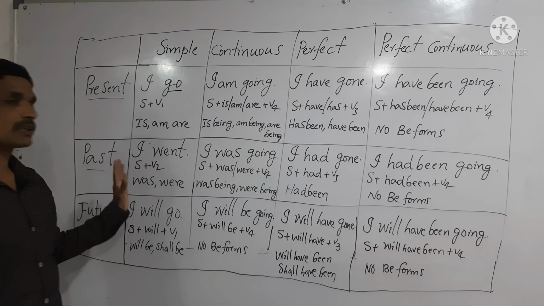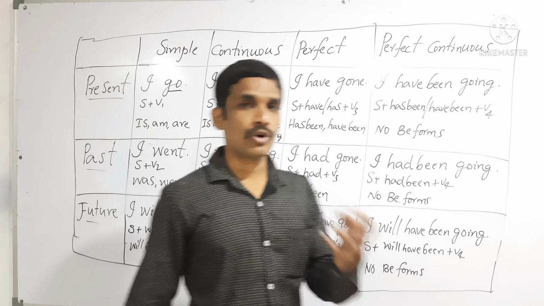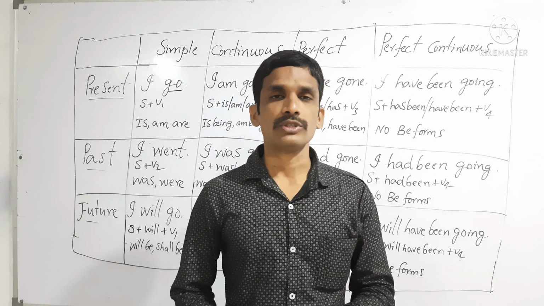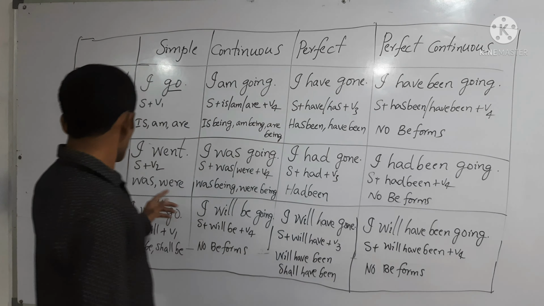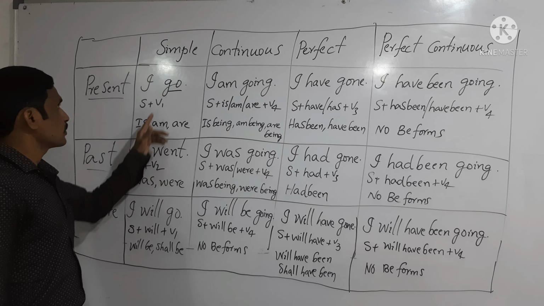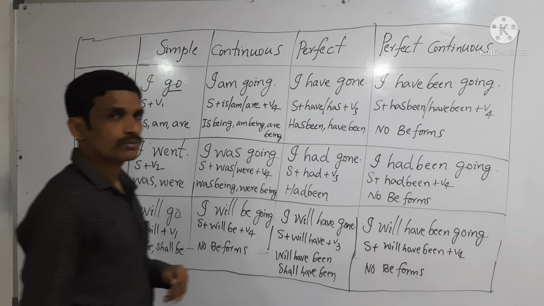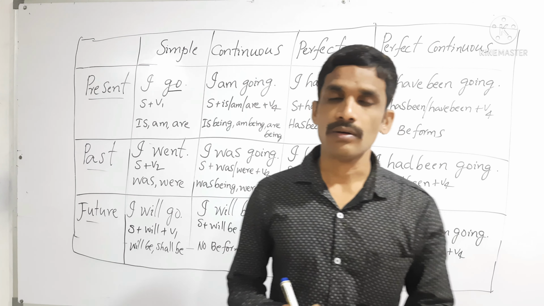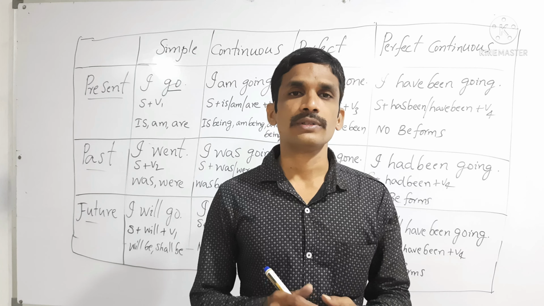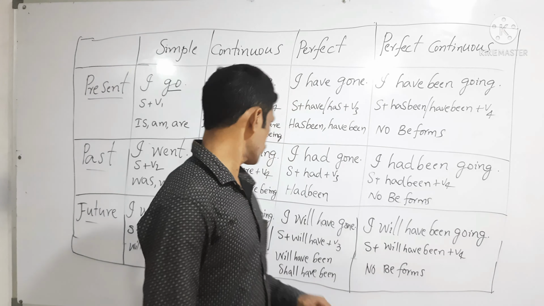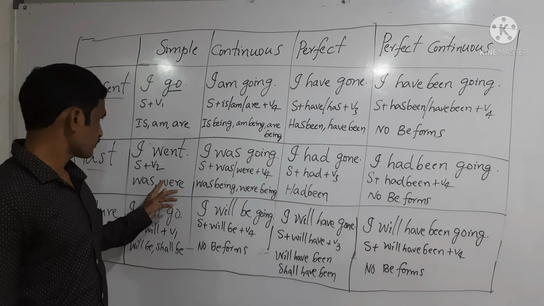Now let's see the subtenses of the past tense. Subject plus second form of the verb is simple past tense. Subject plus V2. I went. V2 form for go is went. And the B forms of this tense are was or were. If the subject is singular, we have to use was. If the subject is plural, we have to use were. I was, he was, she was, it was. Right?